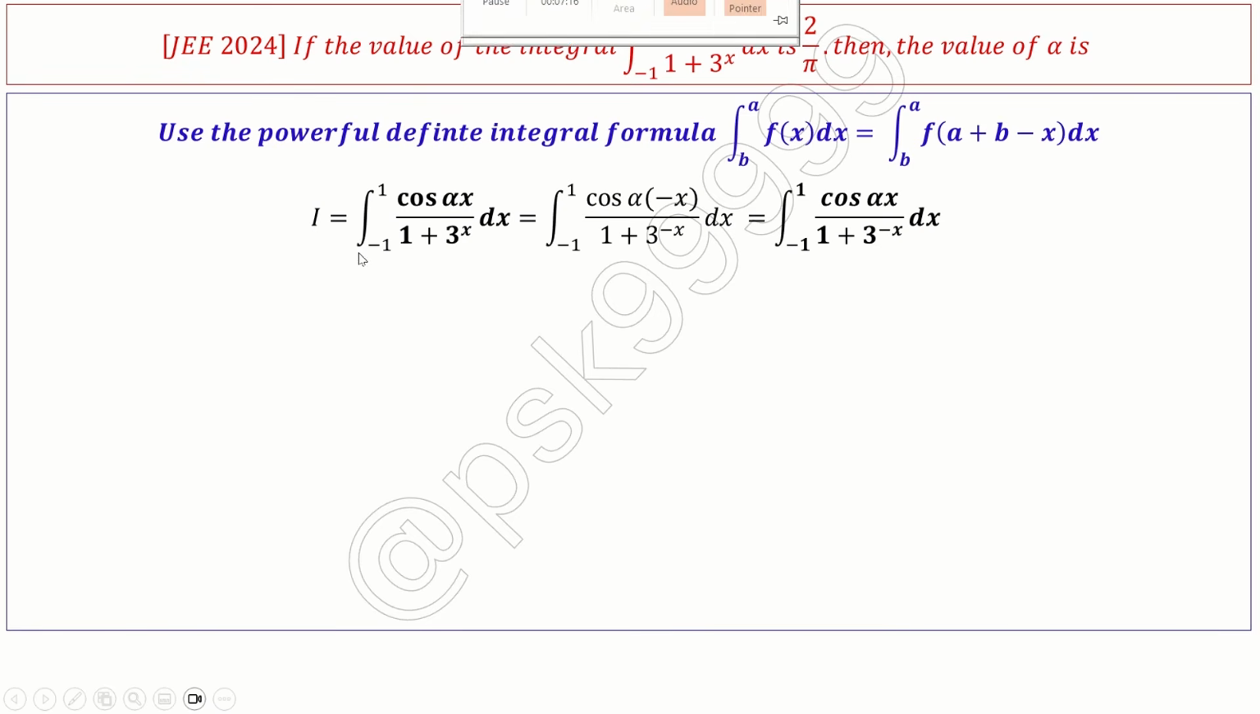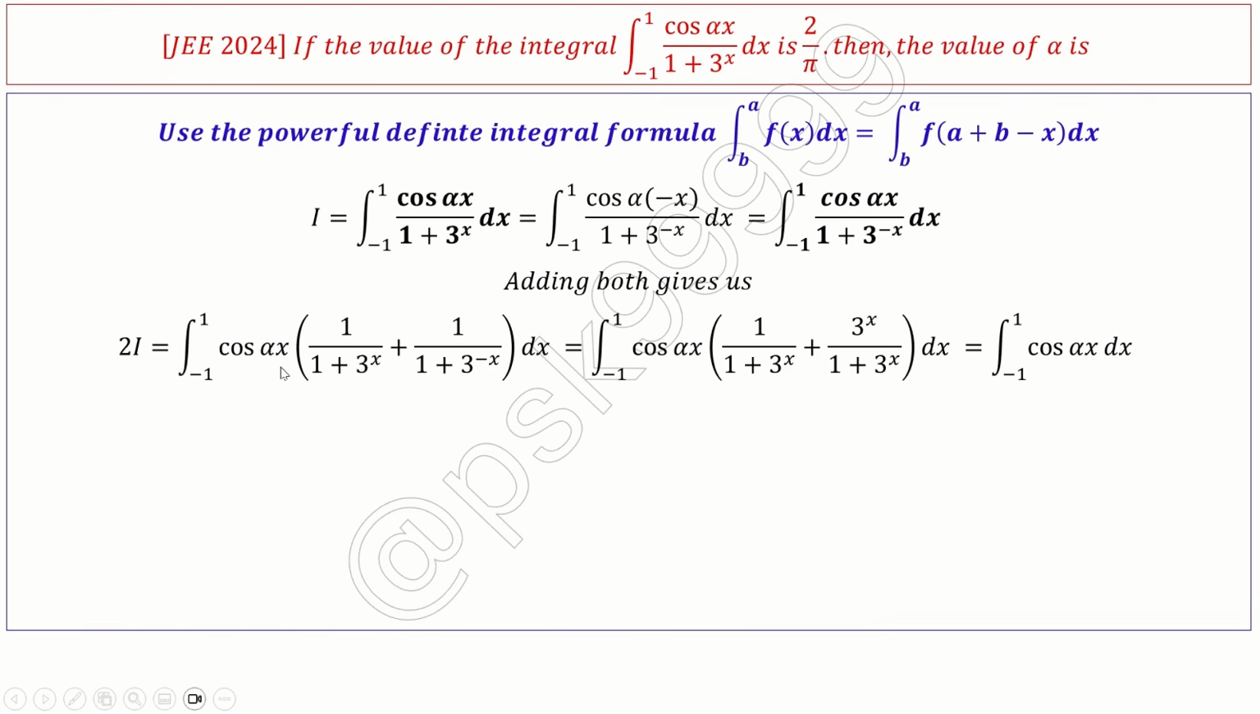Okay, so the integration from minus 1 to 1 of cos of alpha x divided by 1 plus 3 to the power of x, dx, which is I, is nothing but the integration from minus 1 to 1 of cos of alpha times minus x, because 1 plus minus 1 minus x is minus x, divided by 1 plus 3 to the power of minus x, dx. Now the beauty of this one is, see, this is the integration from minus 1 to 1 of cos of alpha x divided by 1 plus 3 to the power of minus x, dx. Now these two I add. This is I, this is I. If I add, it will become 2I.